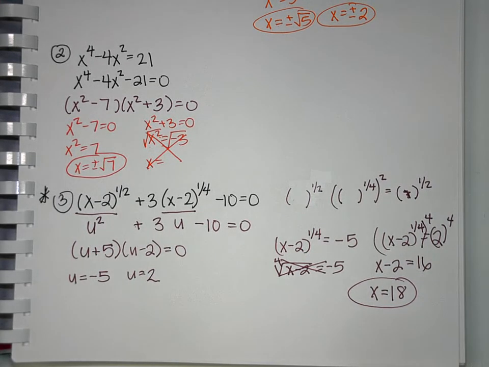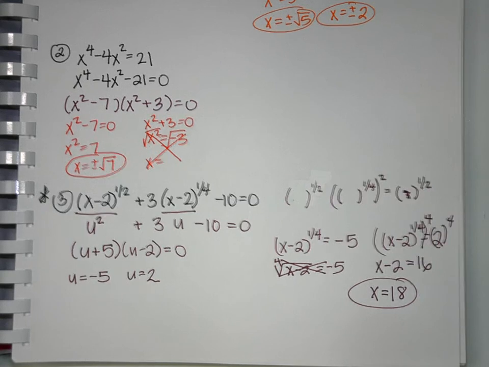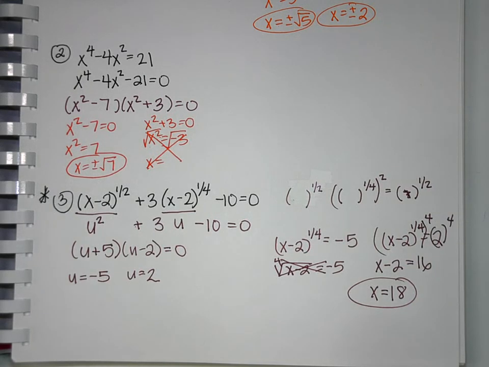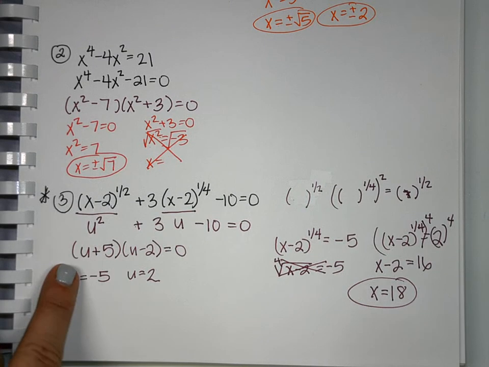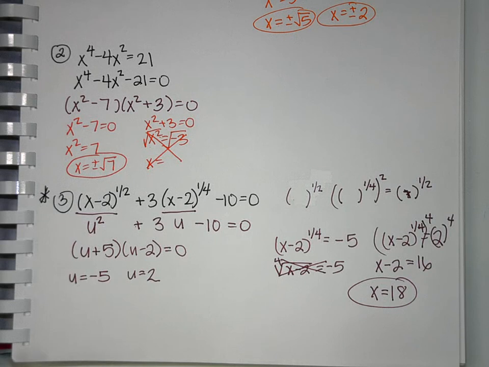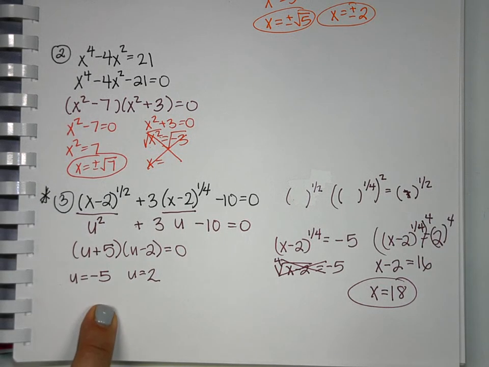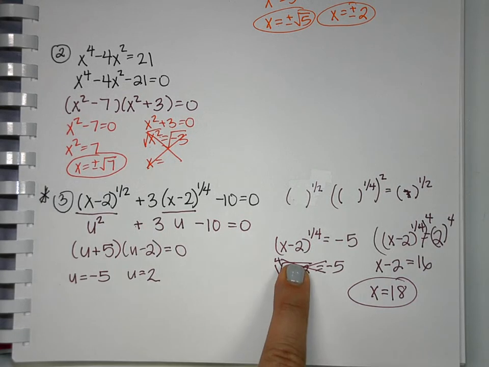So again, just to kind of recap how we did this, we started with x minus 2 to the 1/4, and then we set that as u. When we squared that, we get x minus 2 to the 1/2, which becomes our u squared. And then we'll go through, factor our simplified substituted polynomial, get our u values, and then from there we have to go plug back in what our u was, so that way we can solve for x.